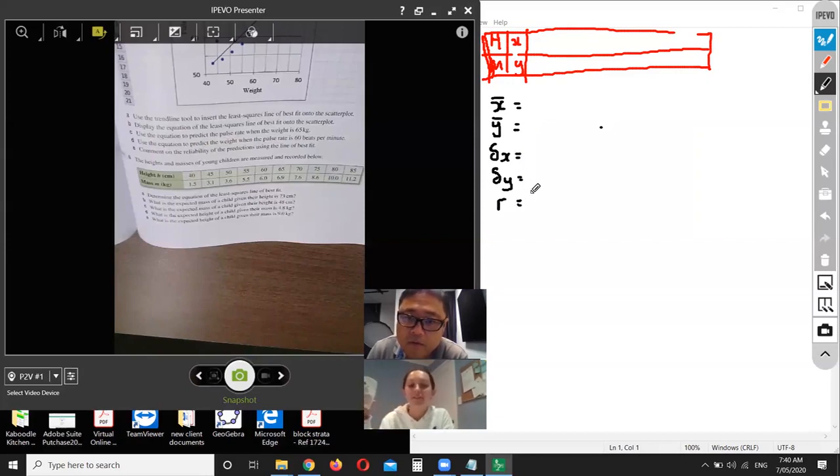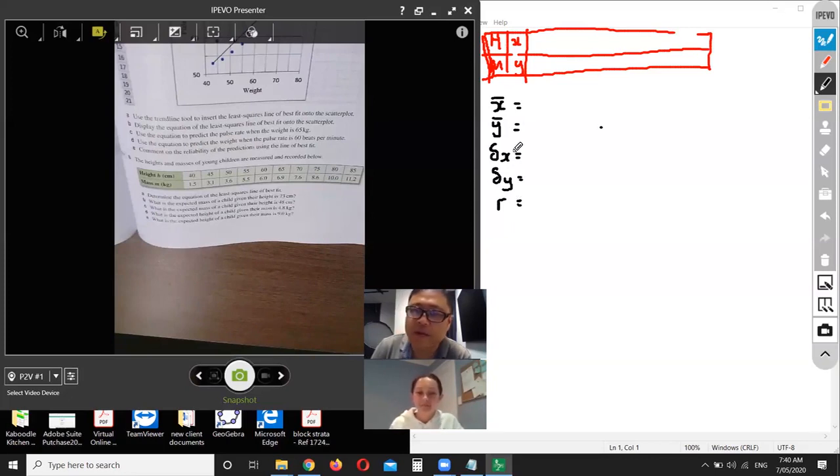Isn't that the average of X and Y? Yes. So X bar is the mean or average of X's. Y bar is your mean or your average of Y. Delta X is your standard deviation for X, and delta Y is your standard deviation for Y. And R, you should already know. What's R? Pearson's correlation coefficient. That's exactly right.